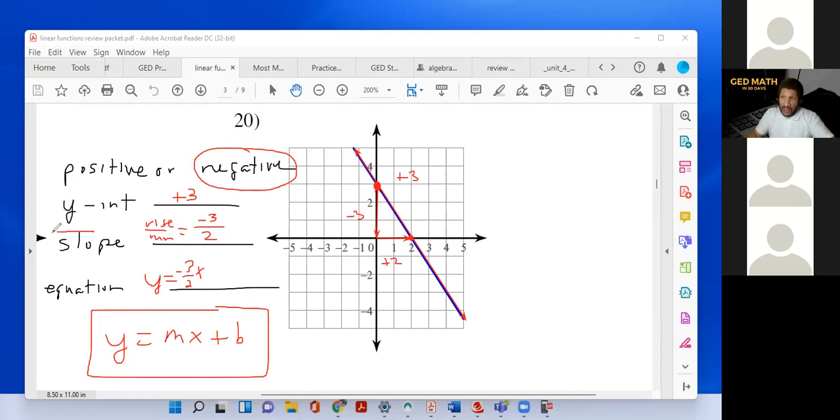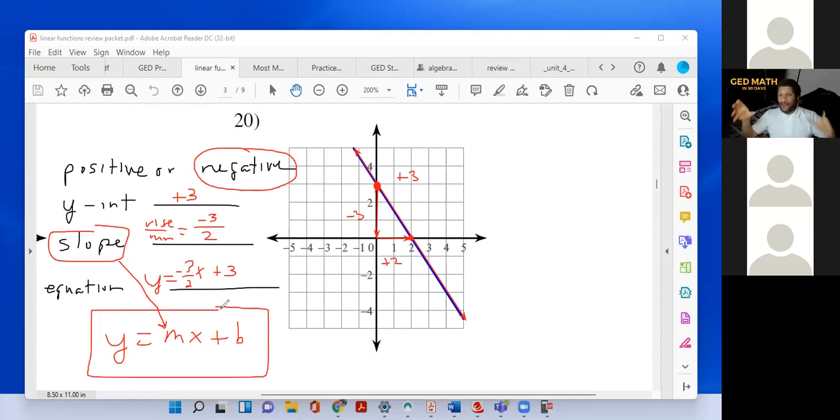So all we did was take this slope, which is -3/2, and plug it in right there. So -3/2 x. And then what's our y-intercept? 3. +3. So our equation of the line would be y equal minus 3/2 x plus 3.